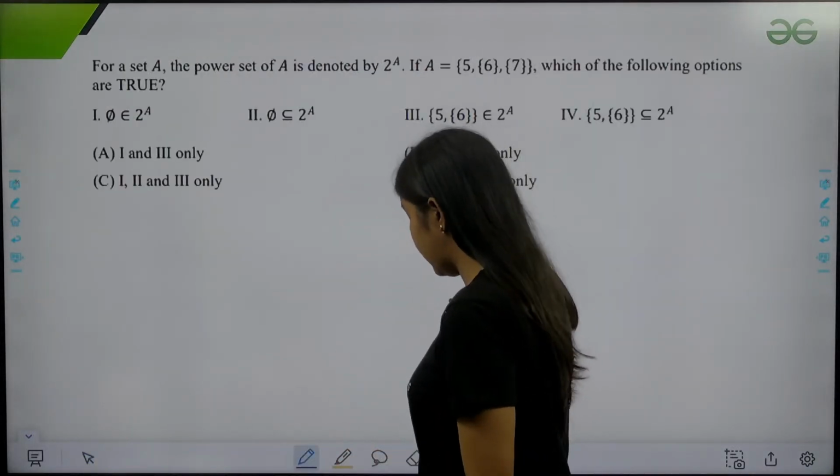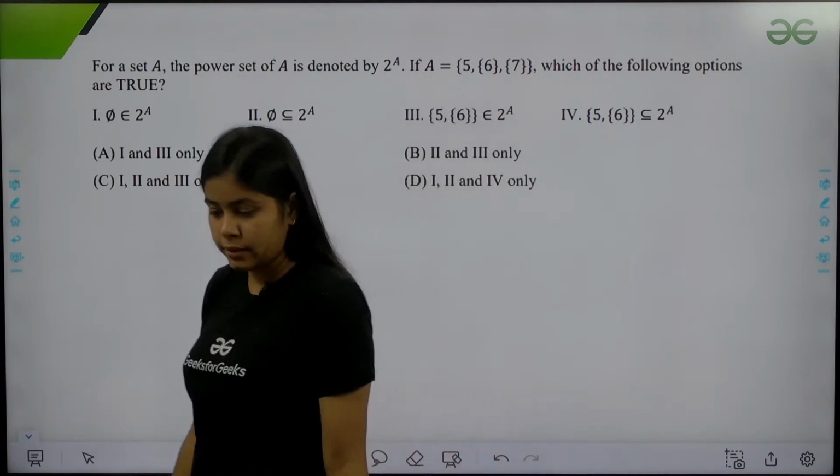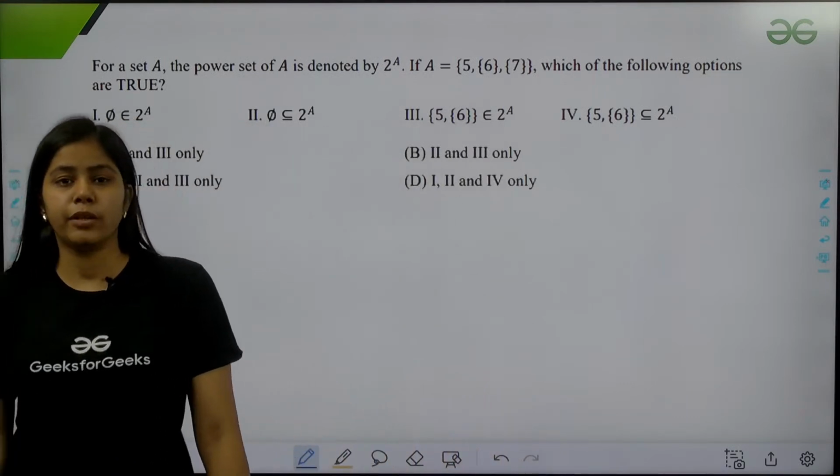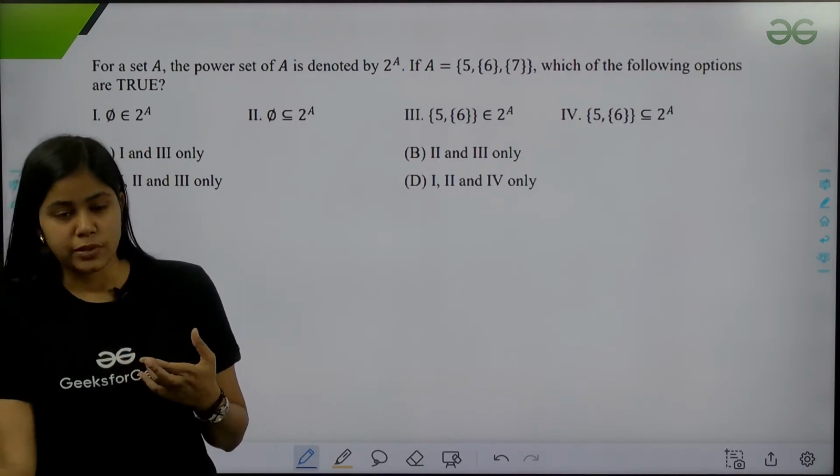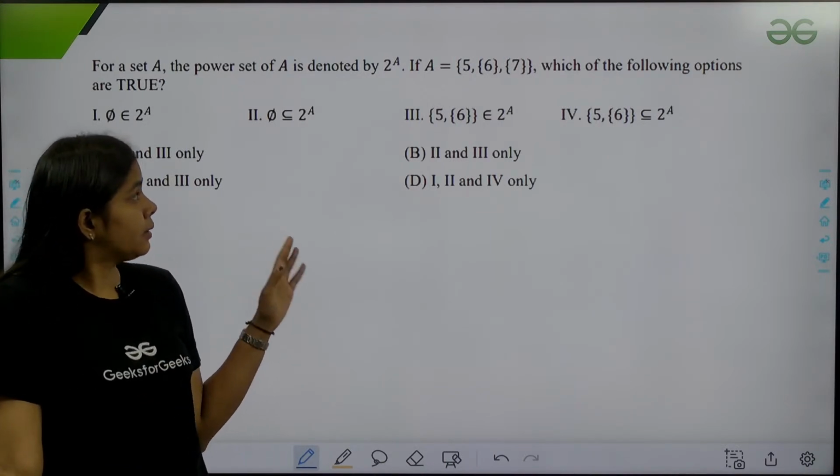Okay, so this is a set question, right? Just try it yourself and let me know which of the options is correct. Then I'll tell you which option is correct, right?